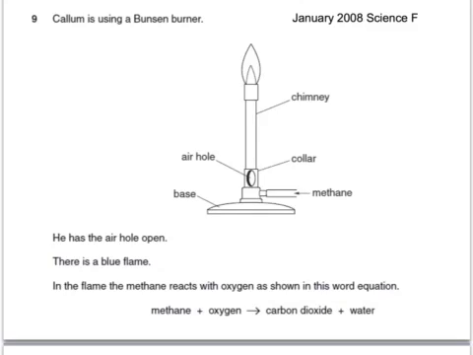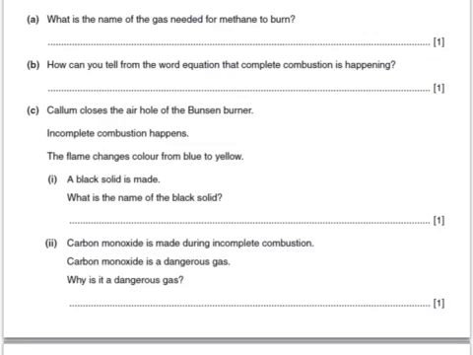An exam question on this subject. Callum is using a Bunsen burner. He has the air hole open. There's a blue flame. In the flame, the methane reacts with oxygen as shown in the word equation. Methane plus oxygen gives carbon dioxide plus water. Here's a past exam question on this subject. What is the name of the gas needed for methane to burn? This would be oxygen. How can you tell from the word equation that complete combustion is happening? We might say that only carbon dioxide and water are made.